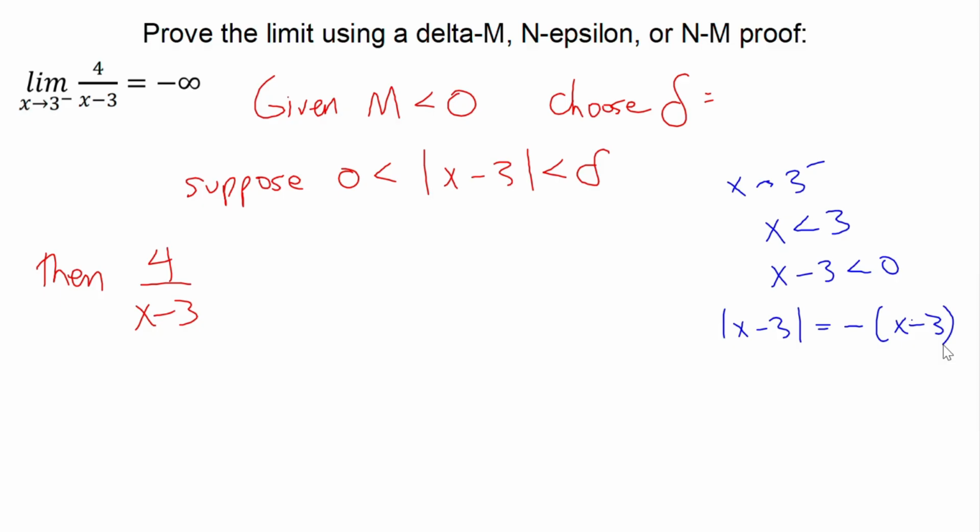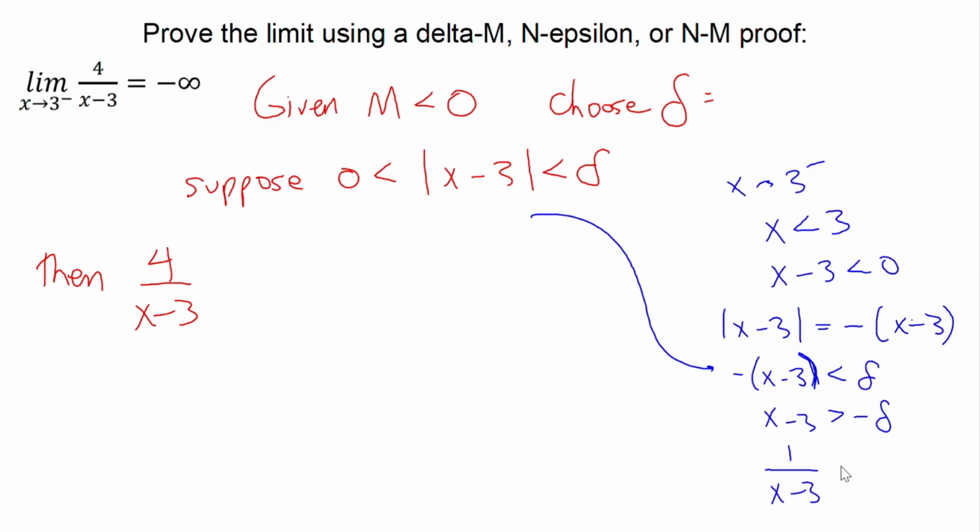Well, in this problem, if the absolute value of x minus 3 is less than delta, that means the opposite of x minus 3 is less than delta. Okay? Which means that x minus 3 is greater than negative delta, or 1 over x minus 3 is less than negative 1 over delta. And so we're going through this process to put x minus 3 in the denominator because we've got an x minus 3 in our denominator over here. And so now we know that 4 over x minus 3 should then be less than negative 4 over delta.